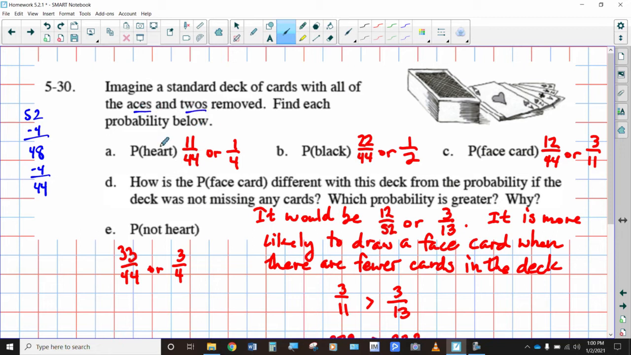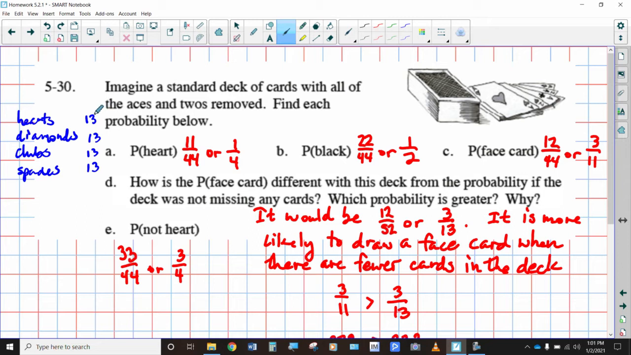So what's the probability of getting a heart now? All right, so we've established here that there would be 44 cards in there. Now let's take a look at the situation. We've got hearts, you've got diamonds, you've got clubs, and you've got spades. And remember, there are 13 of each one of them, and that's the 52 cards in the deck.